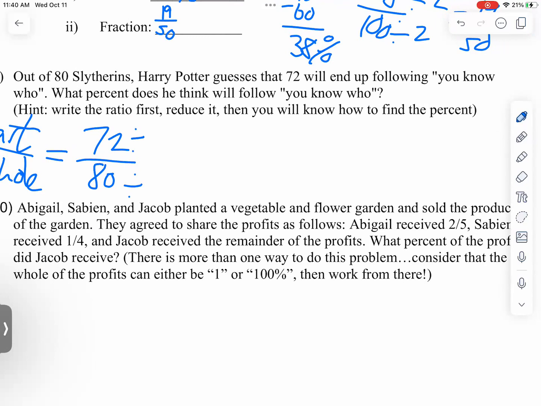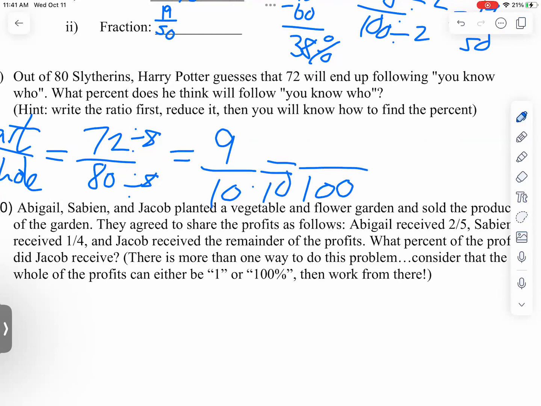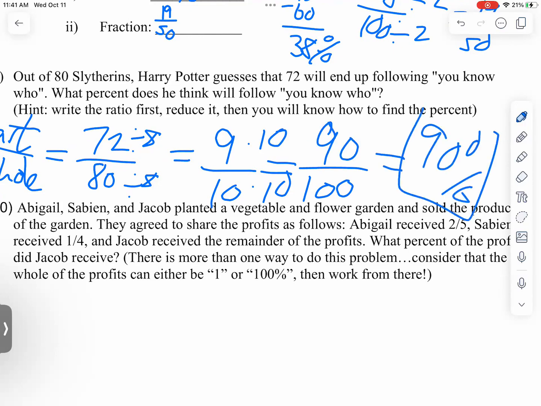Okay, so we could do a number of things here. I'm actually going to just do it by 8. Maybe 8 is the biggest one, but that is what I'm going to do. So 72 divided by 8 is 9, and 80 divided by 8 is 10. So 9/10. Now we're looking for the percent that Harry thinks is going to follow Voldemort. So 10 times 10 is 100. 9 times 10 is 90. Therefore, we know that the answer is 90% that will follow you-know-who.